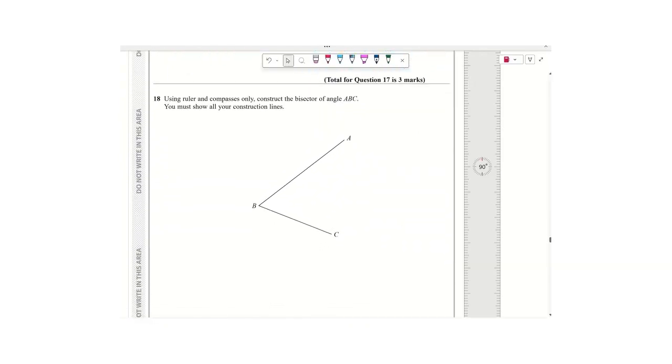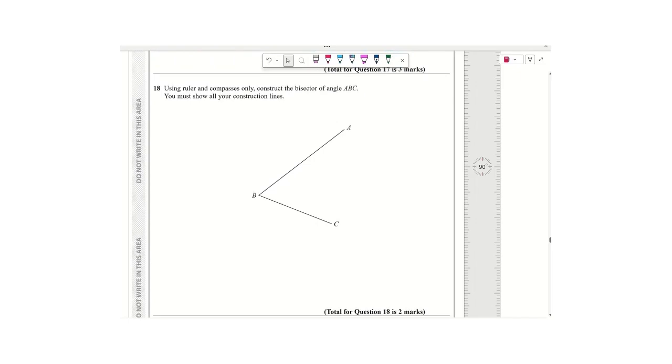Question 18 is going to be tricky for me to do on the computer. But the bisector is where you cut it in half. And you need a pair of compasses. So you're going to take your compass and you can put one end on B, and set to any distance at all, you're going to put an arc on the line AB. You're then going to keep your compass set to exactly the same distance, and you're going to put an arc on AC.